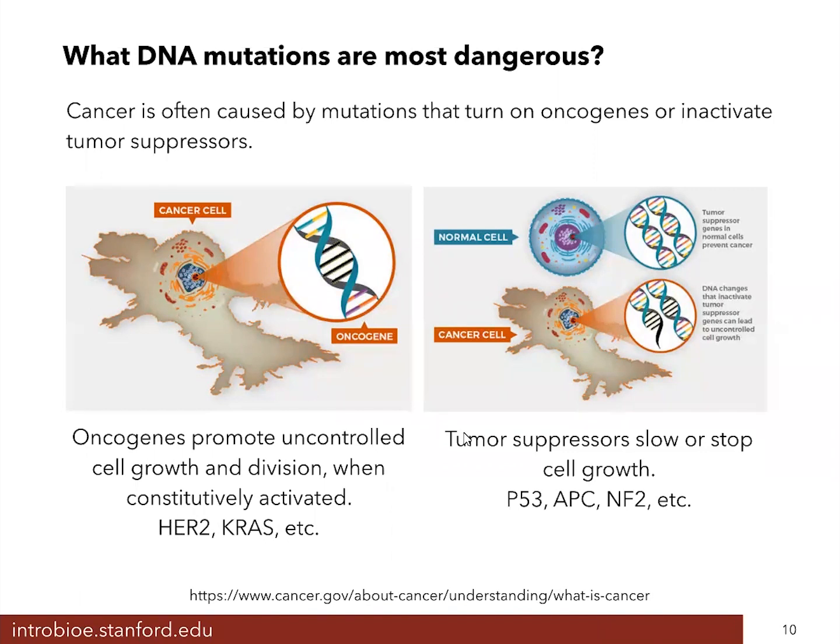Tumor suppressors, on the other hand, are genes that would usually slow or stop cell growth. These are inactivated in cancers.